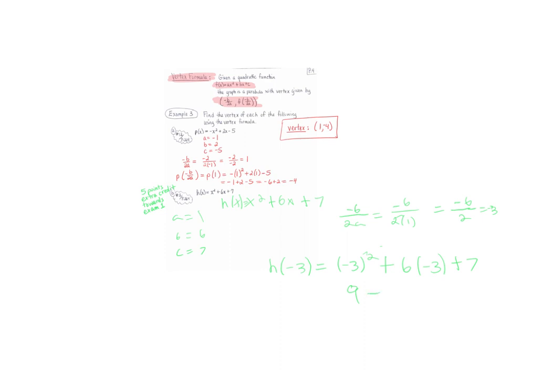So, plus negative 18. And then you're going to add a 7. And when you add all of that together, you get a negative 2. So then that will end your equation because you already have your x, which is -3.